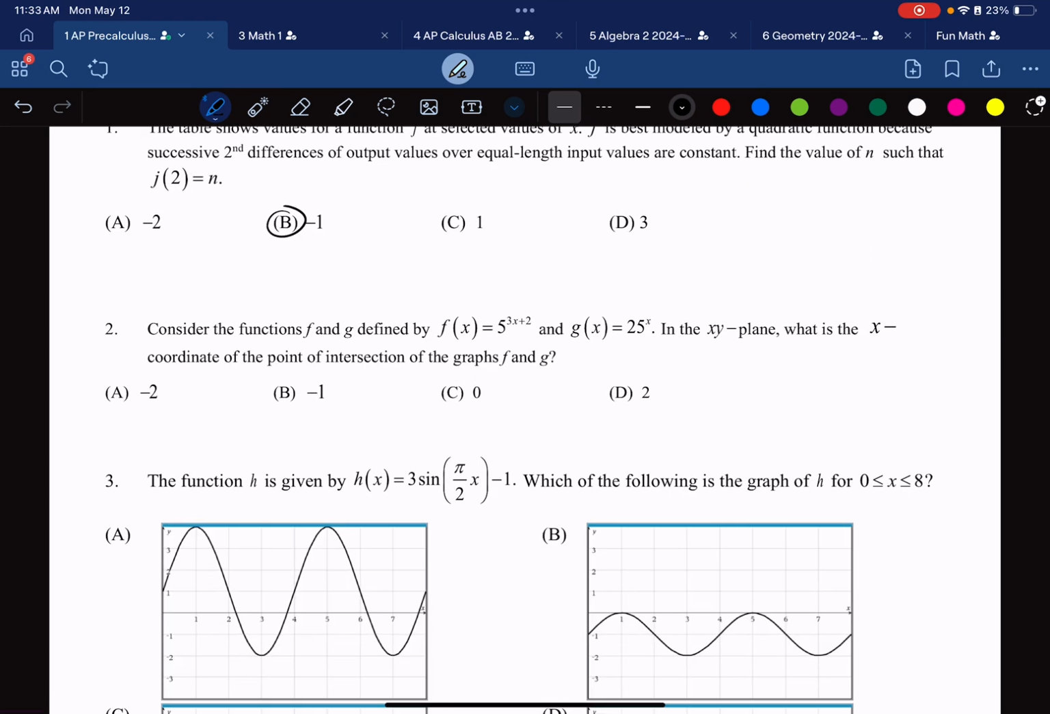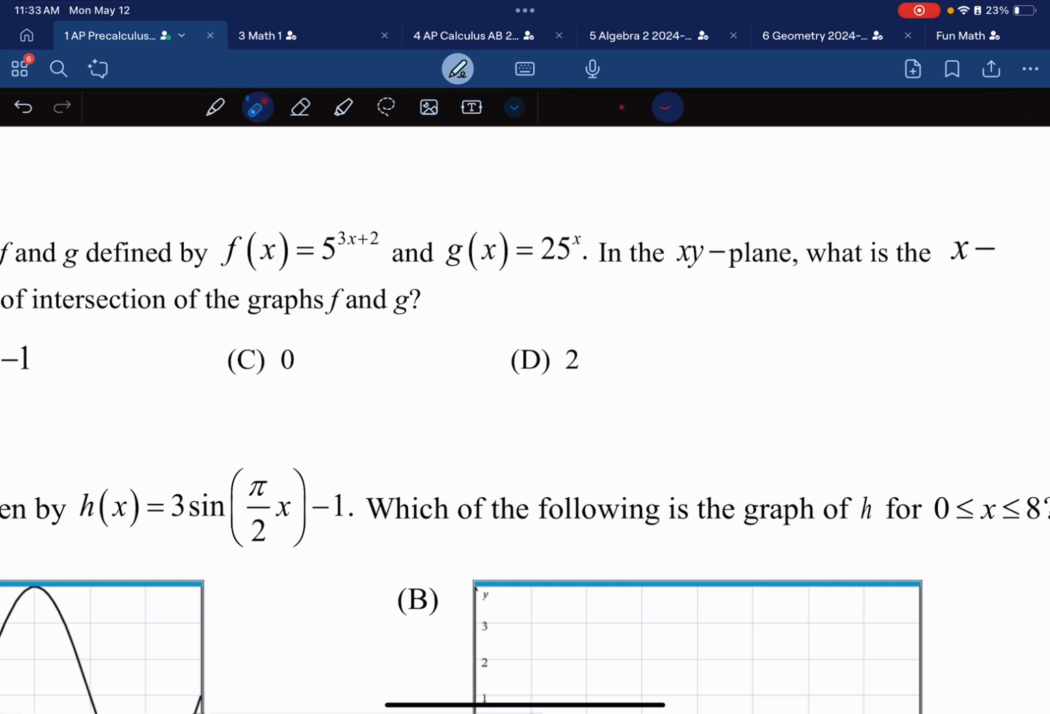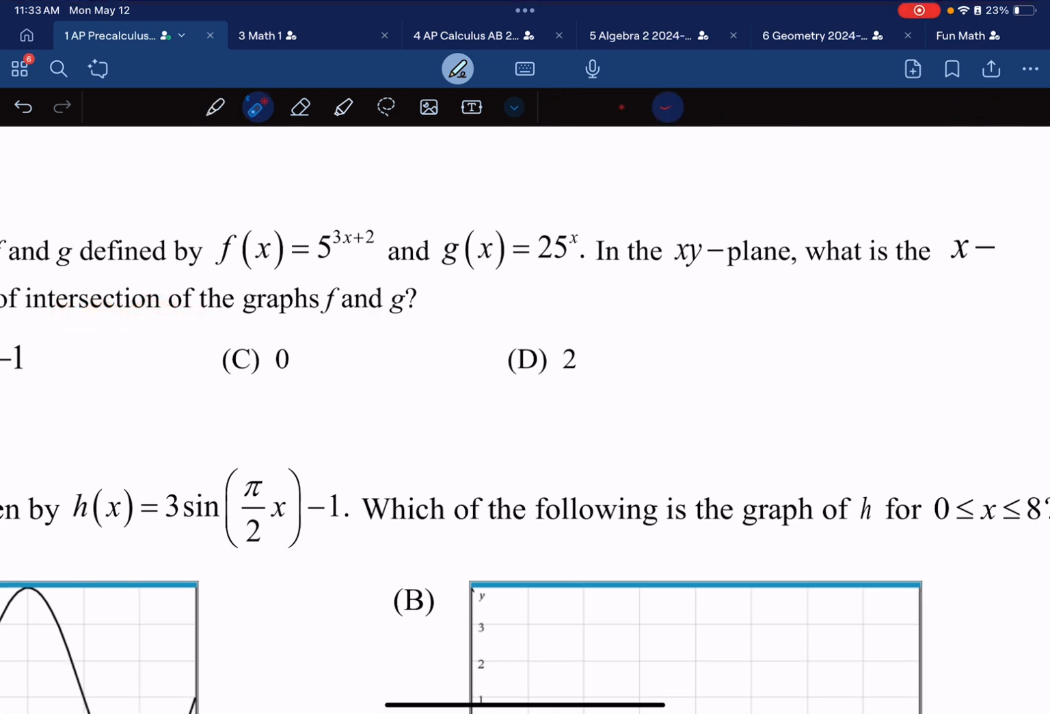All right, moving on to number 2. We have two functions, without a calculator, but they're pretty straightforward. So I want to find the point of intersection. Intersection means we're setting one function equal to the other, and we're solving for x.